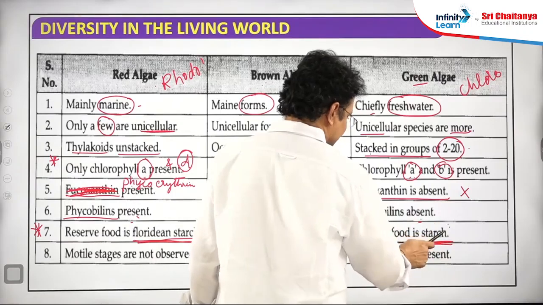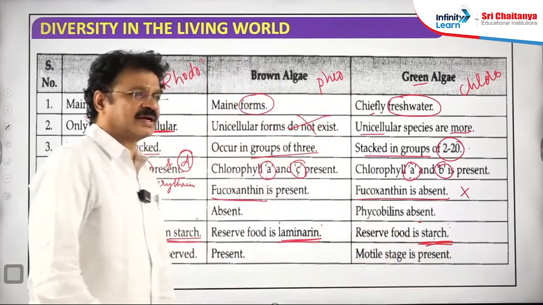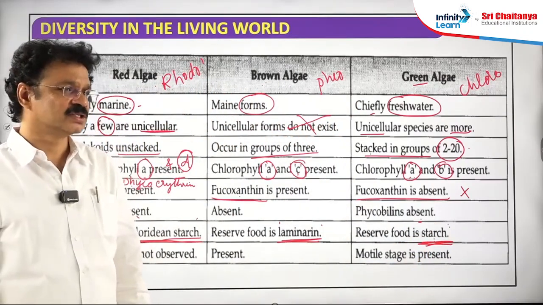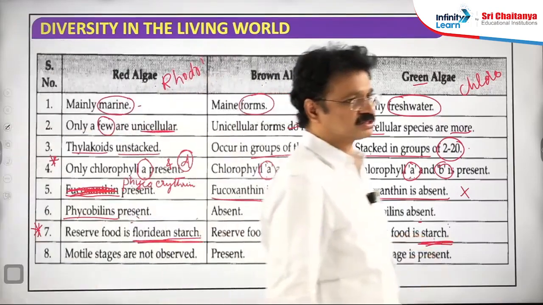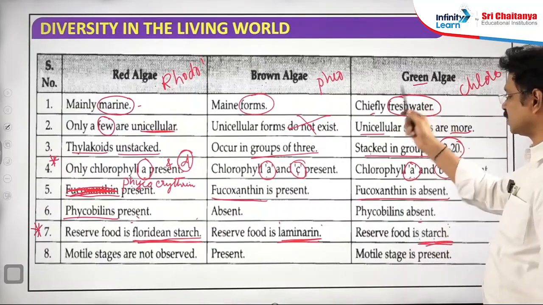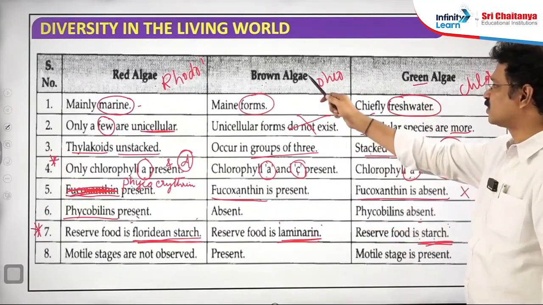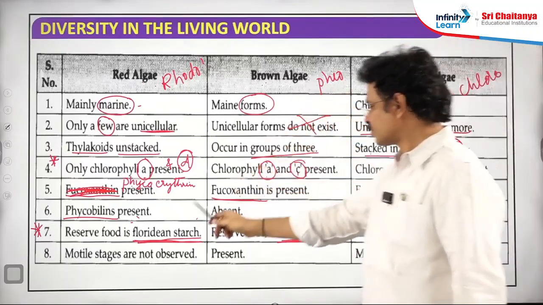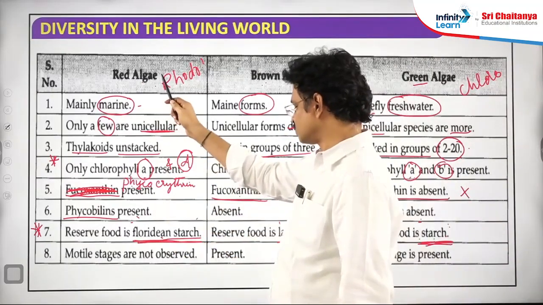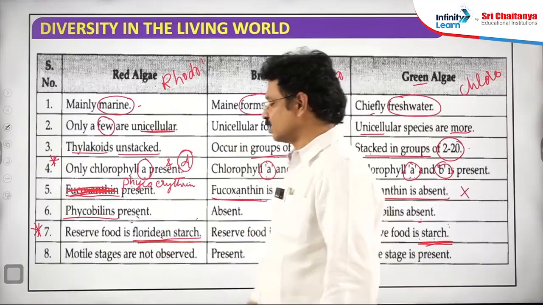In all higher plants, Bryophyta, Gymnosperms, Angiosperms, all the plants, the excess amount of food material is stored in the form of starch. Starch is the reserve food in green algae. Laminarin is the reserve food material in the brown algae. Floridian starch is the reserve food material in red algae.